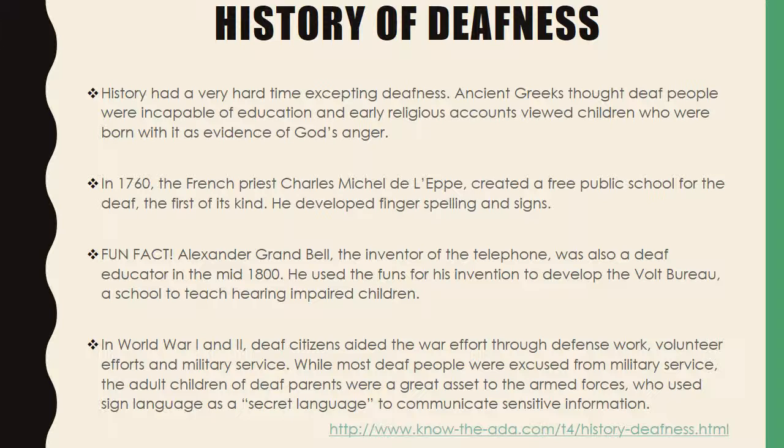A fun fact: Alexander Graham Bell, the inventor of the telephone, was also a deaf educator in the mid-1800s. His mother, who was deaf, allowed him to understand how hard it was for her to learn. So he used his funds from his invention to develop a school to teach hearing-impaired children.